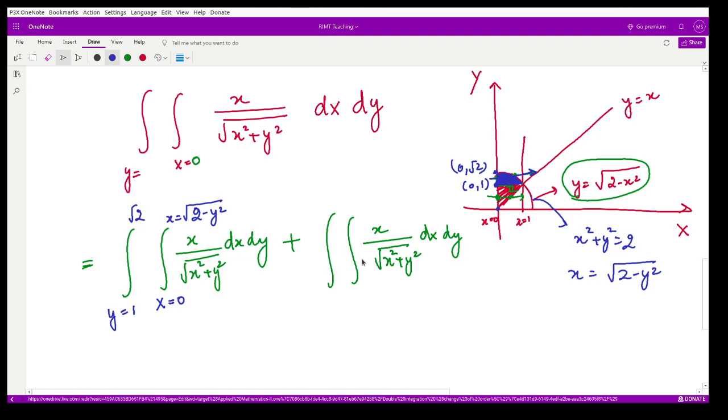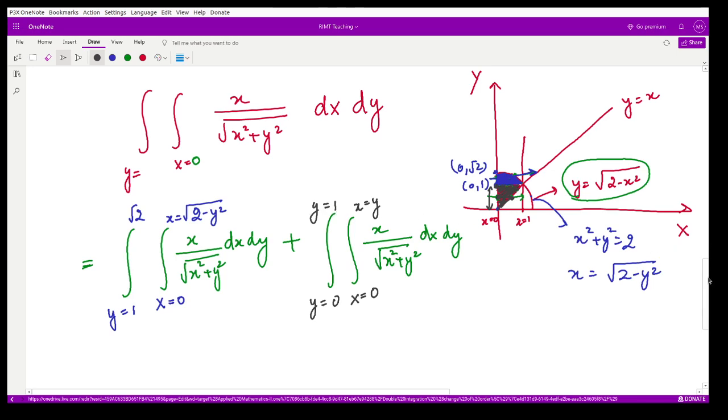And in the second case, for the second region, this is your second region. So in this case, the lower limit of x, I'm sorry, the lower limit of x would be 0, and the upper limit of x would be here, and here the value of x is equal to y. And what would be the limits of y? Now the y varies from here to here only. So here the value of y is 0, and here at this point the value of y is equal to 1. So this is how you write your limits.